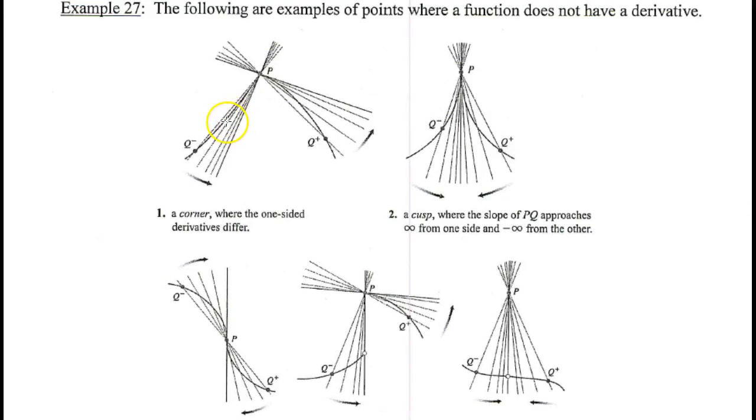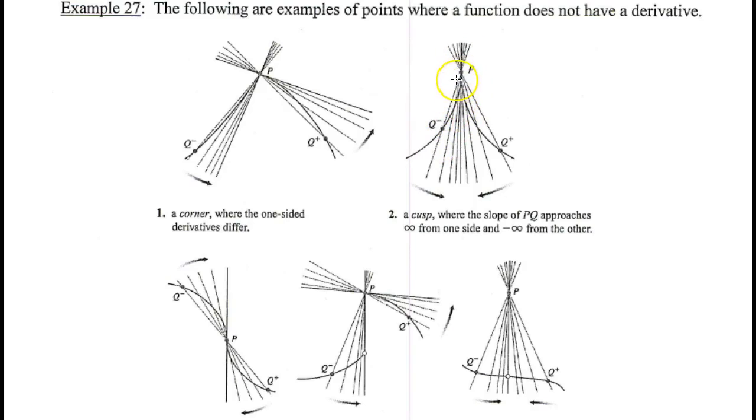So the problem is whenever you have a corner, a sharp turn in a function, the secant lines look like they're trying to approach, as I come into this from the left side, this value. But as I come in from the right side, the secant lines look like they're trying to approach this value. So sharp corners on a function will not have a derivative.